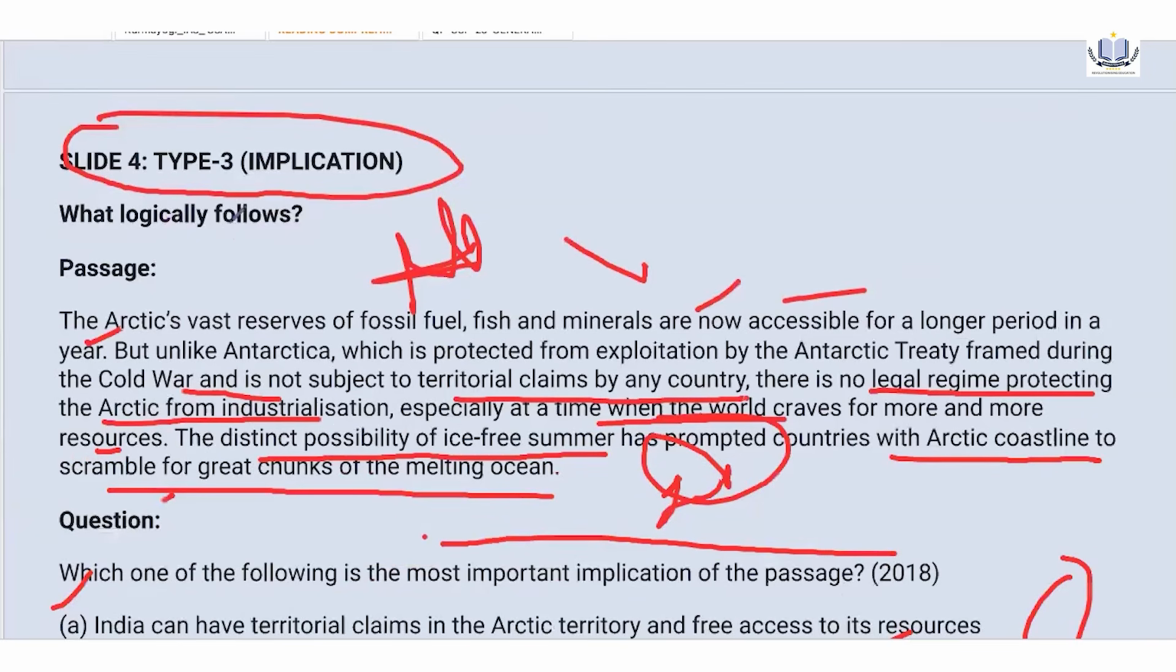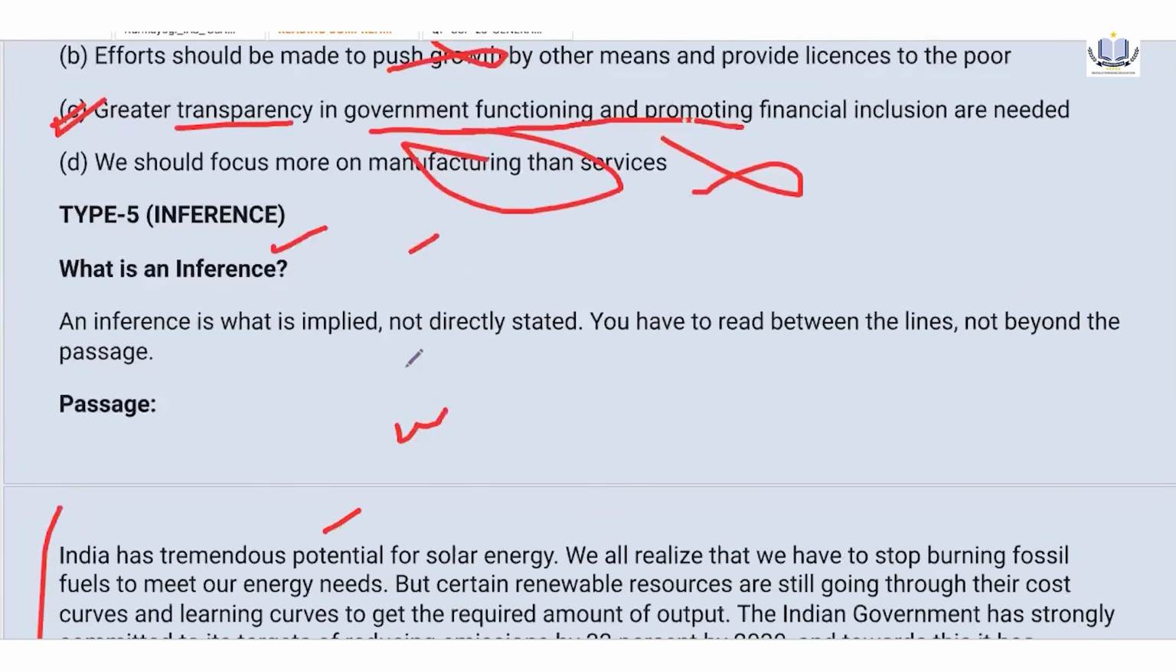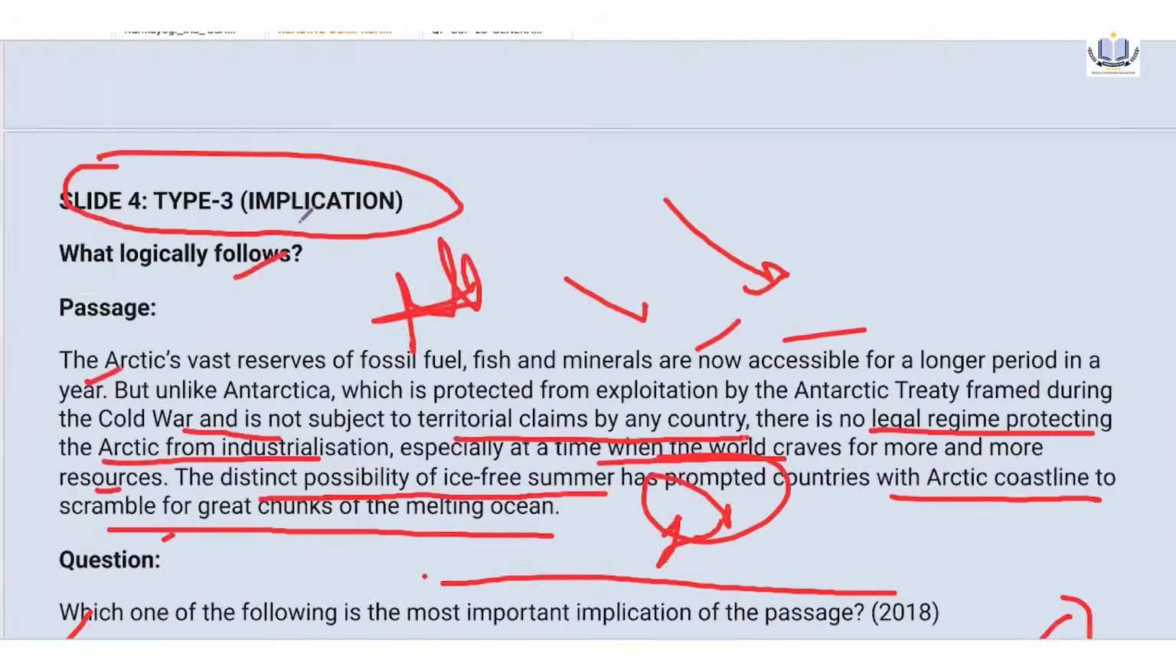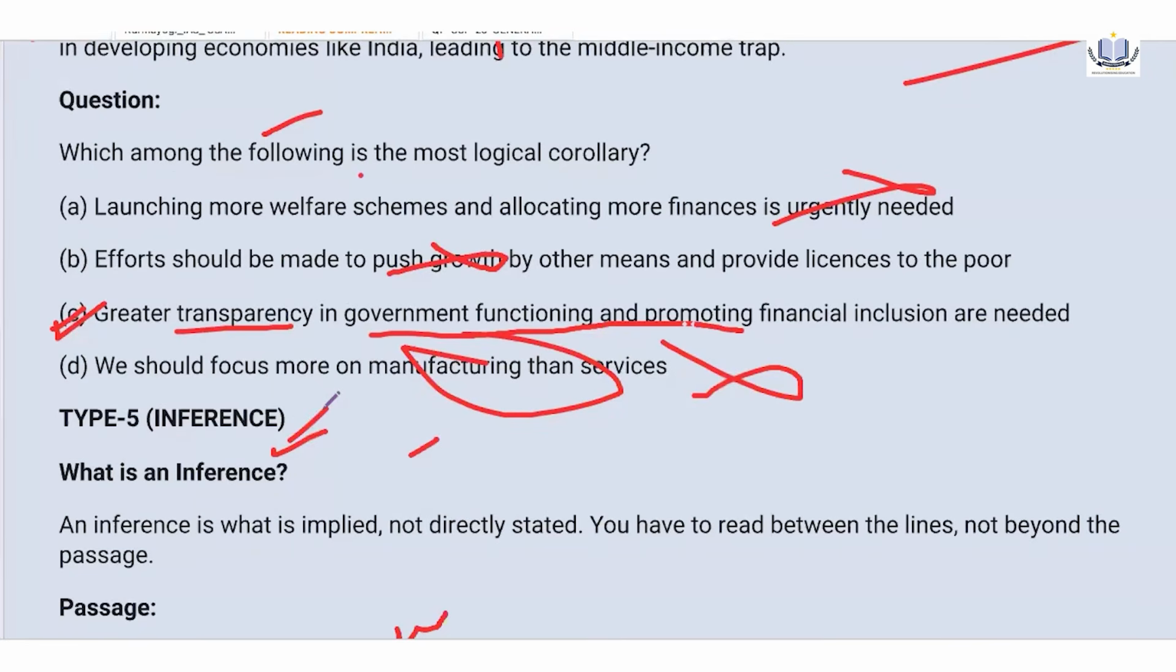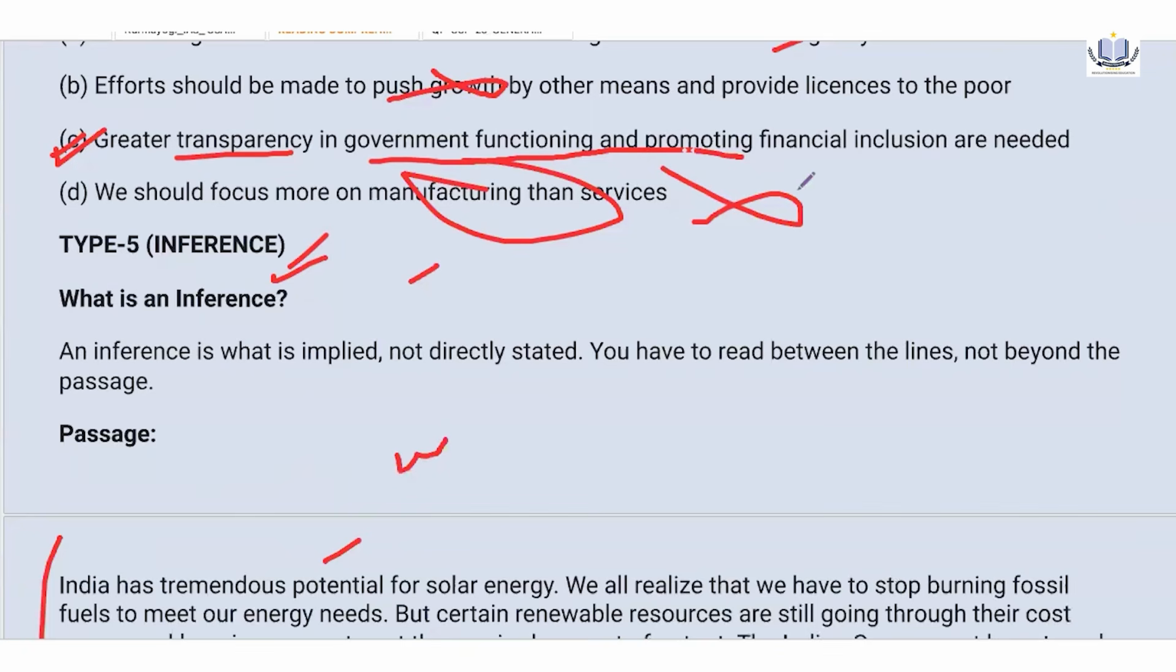Type 3 is implication. So what can follow logically from the passage? Your next type is corollary, which is what must follow. The relationship has to be strong. Type 5 is inference, which is not written in the passage, not directly stated. It is reading between the lines, but it is not beyond the passage. So something which is not discussed in the passage will not be your answer. Okay, so that is something which you need to know.